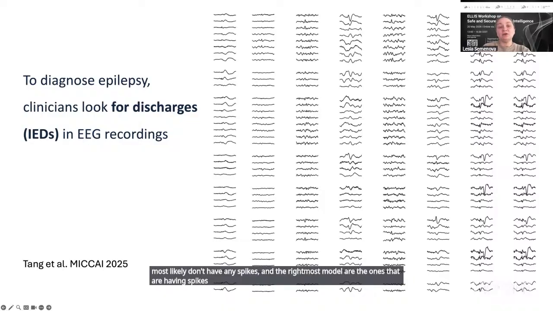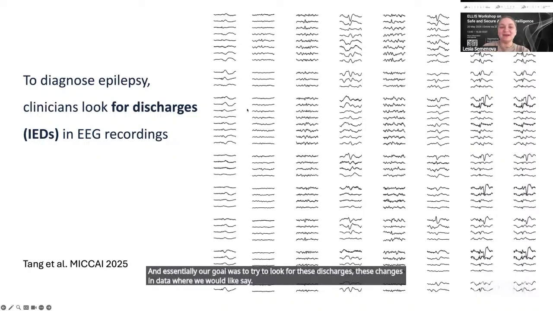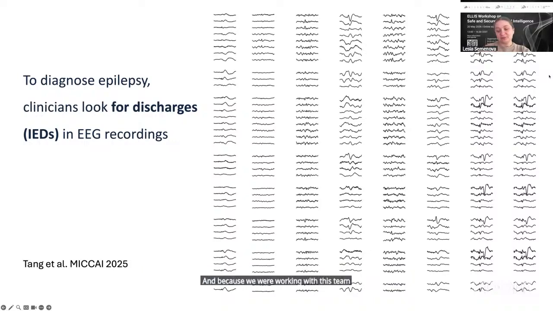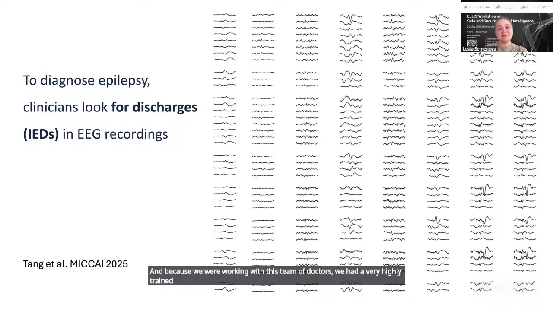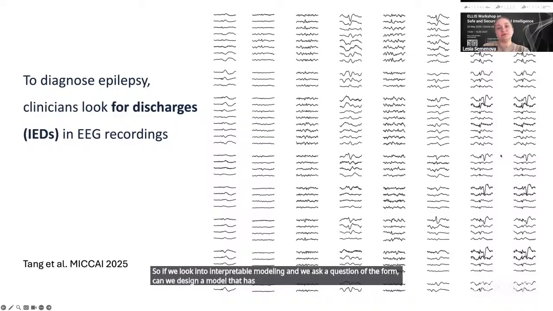Essentially our goal was to look for these discharges, these changes in data, where we would say, okay, this may not have a spike and this might have a spike. And because we were working with a team of doctors, we had highly trained domain experts on the team. So we wanted to design something a little bit better than a black box model. So we looked into interpretable modeling, and we asked a question of the form: can we design a model that has some inherently interpretable reasoning towards how it's making its decision?